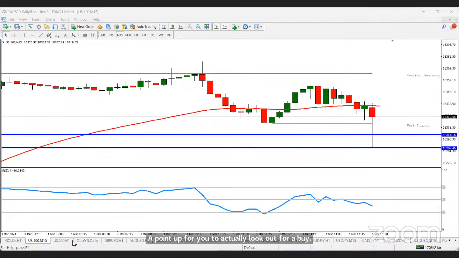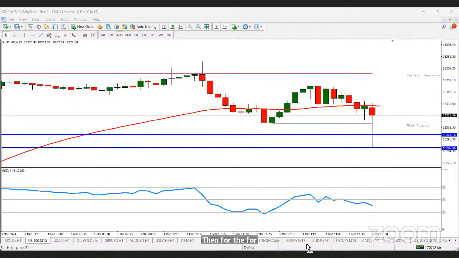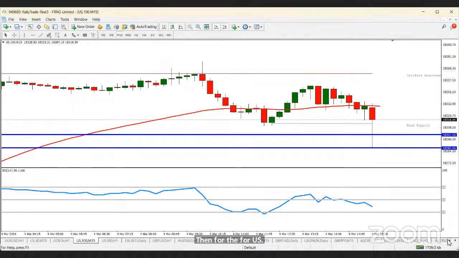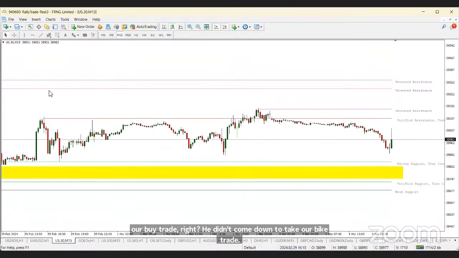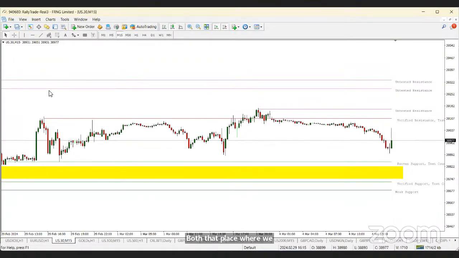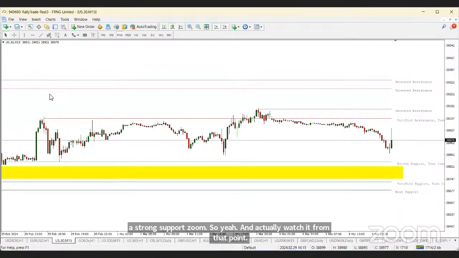Then for US 30, well, US 30 did not come down to actually take our buy trade, right? It didn't come down to take our buy trade, but that place where we entered is actually a strong support zone. So yeah, you can actually watch it from that point.